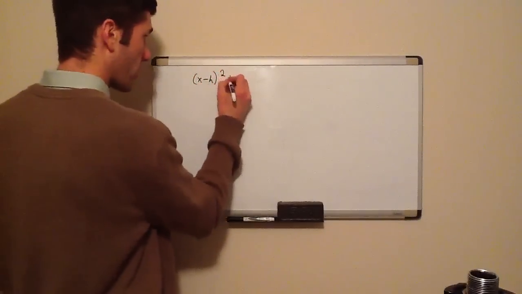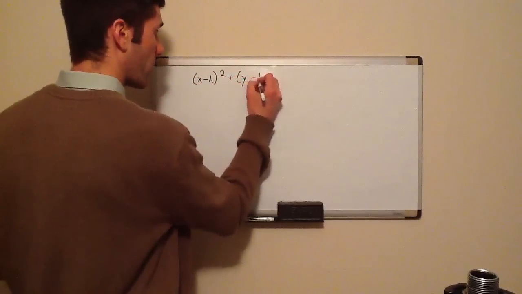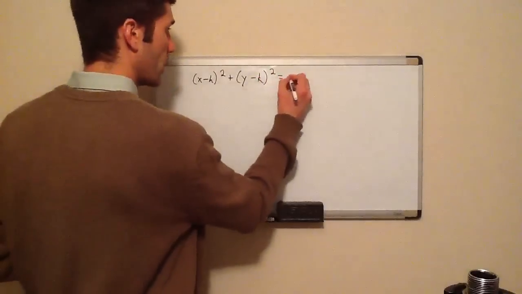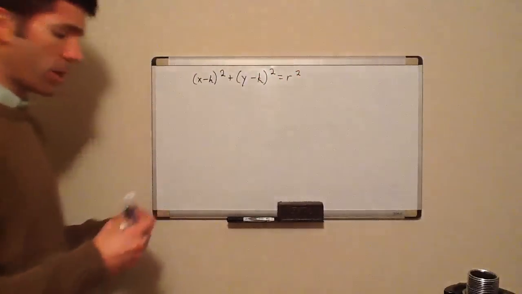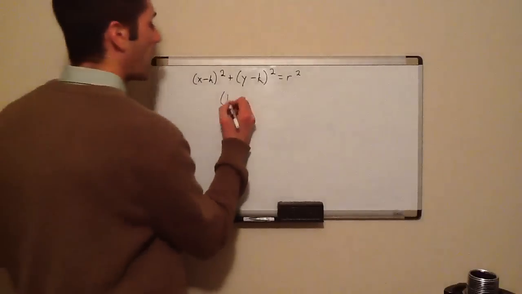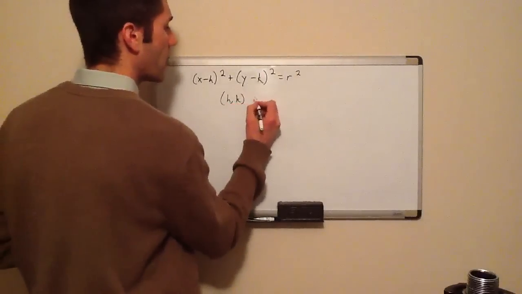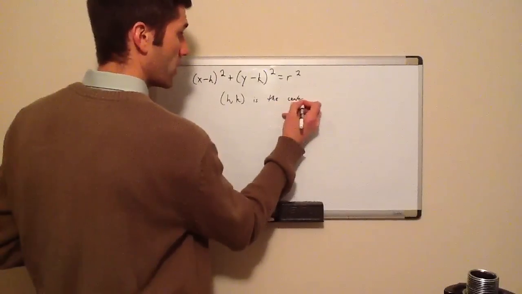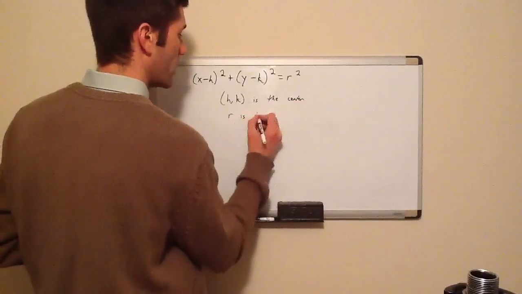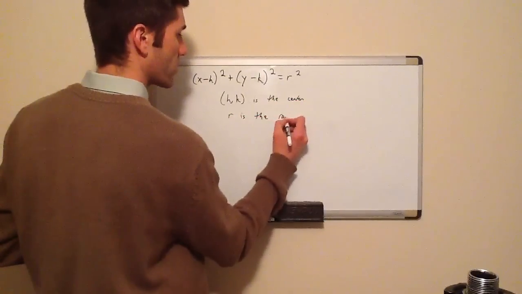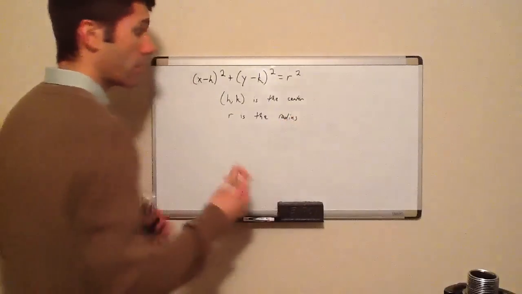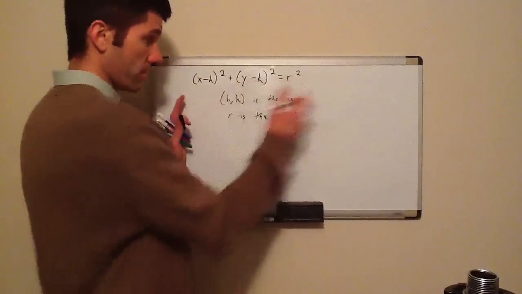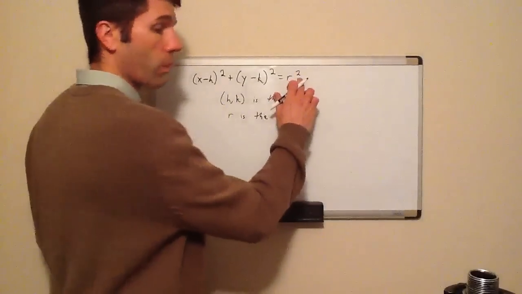(x - h)² + (y - k)² = r². Let me clarify what a couple of these things are. (h, k) is the center of the circle, and r is the radius. Now, keep in mind that in the original form here, r is squared.